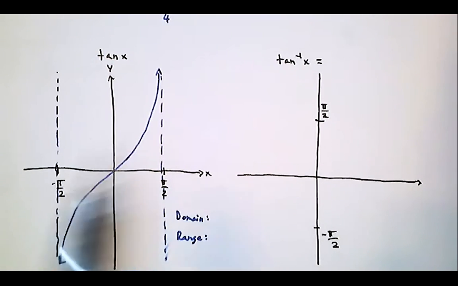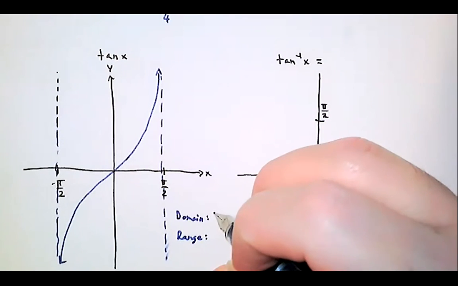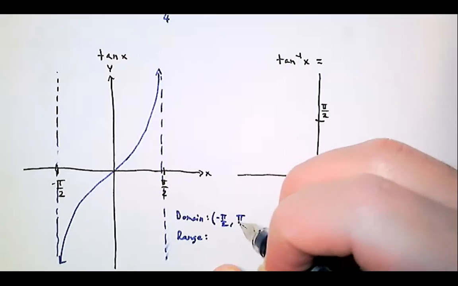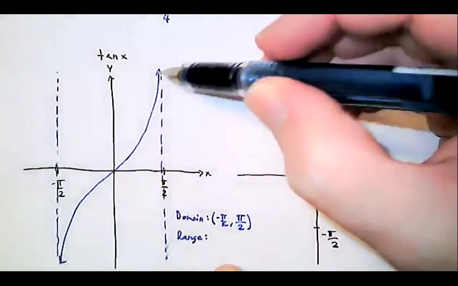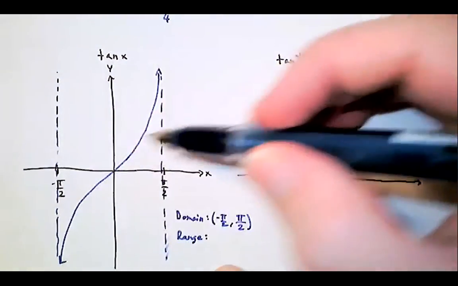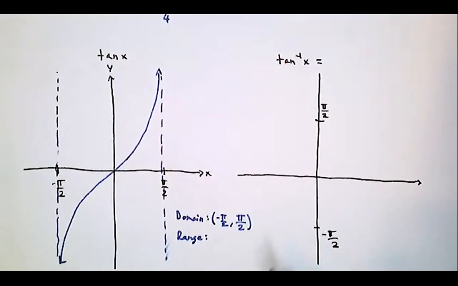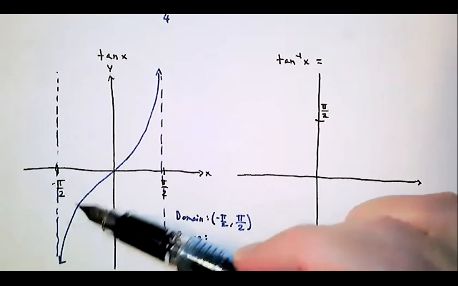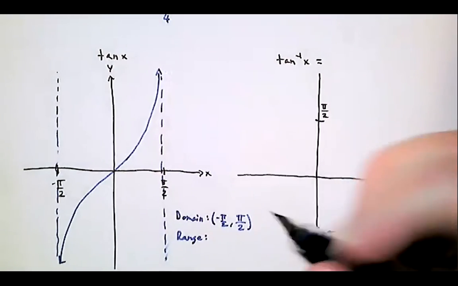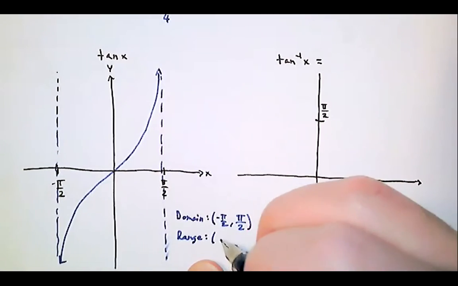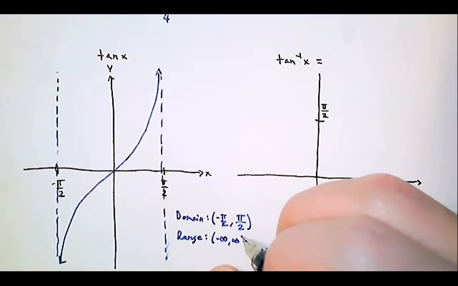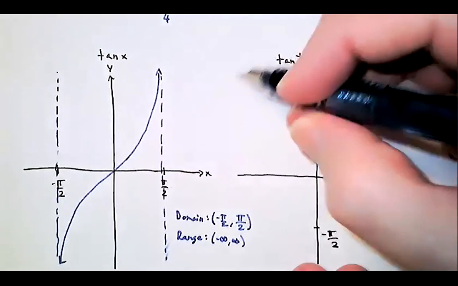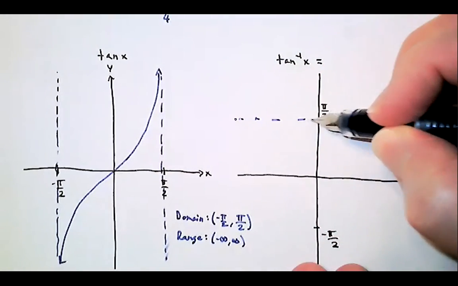So for tangent, we restricted the domain in between minus pi over 2 and positive pi over 2. And you'll notice that I'm using parentheses this time because of the vertical asymptotes. We can't actually include those particular points. And the range of tangent in this interval goes from minus infinity all the way up to positive infinity. And then the inverse function switches everything around. The vertical asymptotes become horizontal asymptotes.